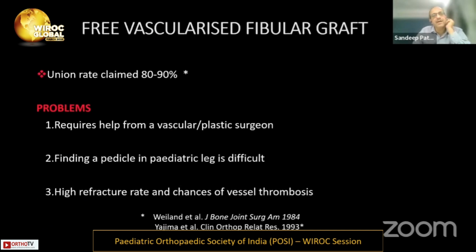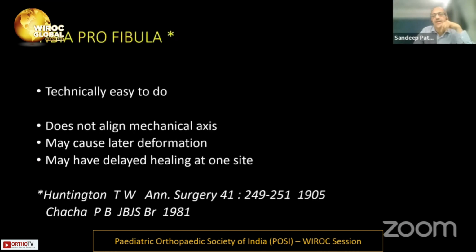Free vascular fibular grafts again have union rates of about 80 to 90%, but you need a vascular pedicle in a small pediatric leg. Finding it is difficult, then you need expertise with a plastic or a vascular surgeon, and there are chances of refracture and rethrombosis of the vessel. The microvascular graft may really fail and become a dead fibula. Tibia pro fibula is easy to do, but it does not align the mechanical axis and causes deformation.